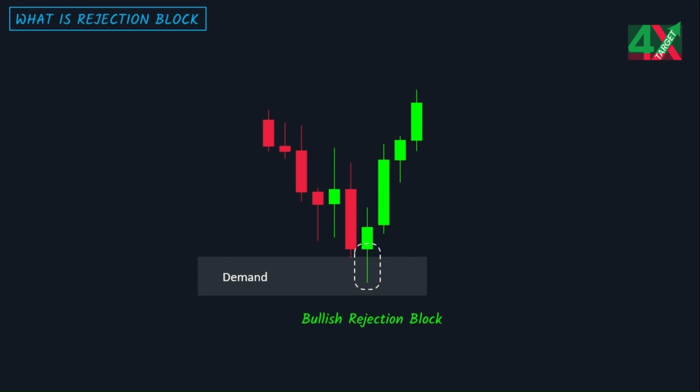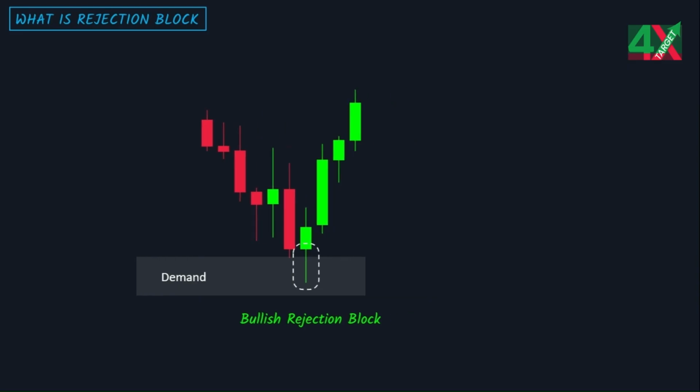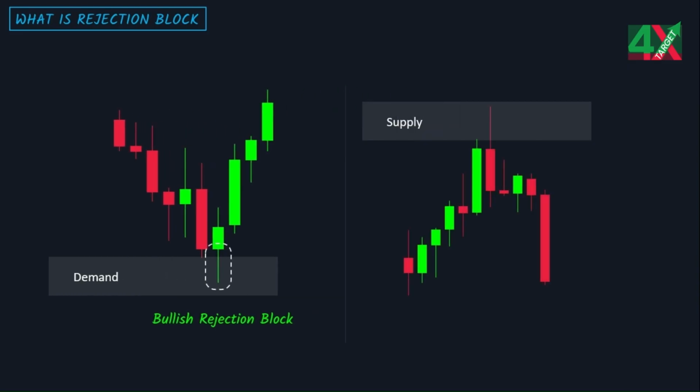When a long wick forms at a swing low, support, or demand zone, it is referred to as a bullish rejection block. Conversely, when a long wick forms at a swing high, resistance, or supply zone, it is called a bearish rejection block. A rejection block can be formed by a single candle or a series of candles with extended wicks. The key point remains the same: the market attempted to move beyond a critical area but failed to sustain price there.